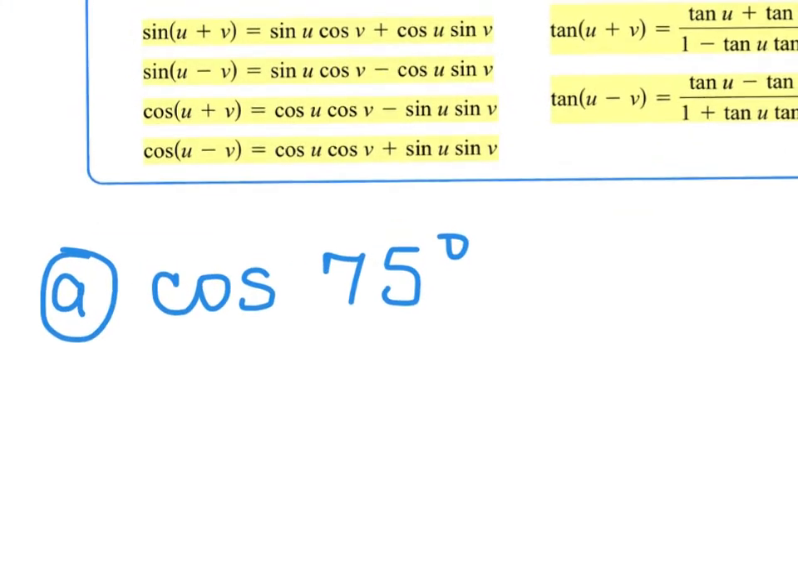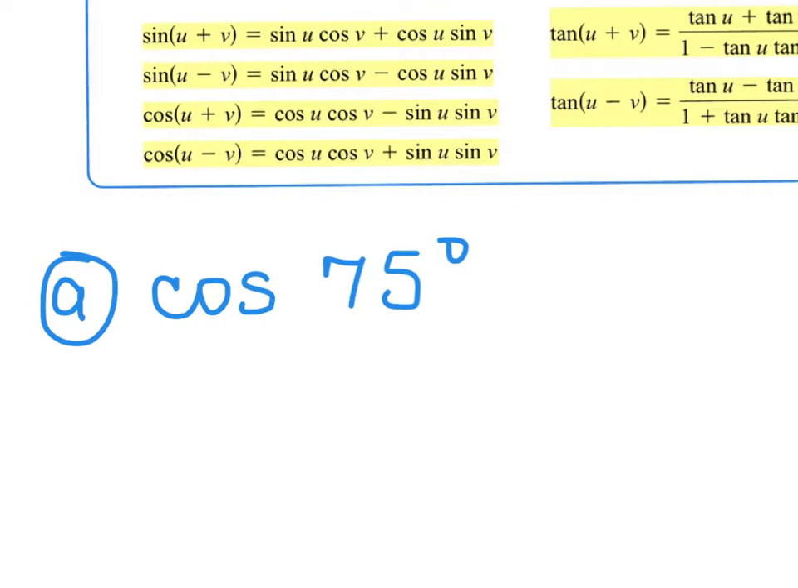So you can call them whatever you want, A, B. I'm going to call them U and V. So we said 45 and 30. 35 and 40? Doesn't matter. So 45 and 30. Okay? Do you guys agree with me that 45 plus 30 equals 75? Correct? So we're looking for cosine.